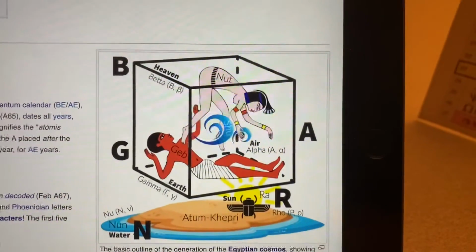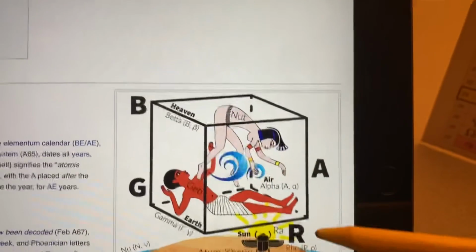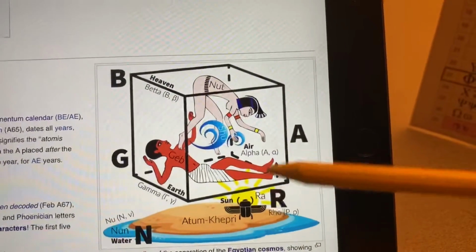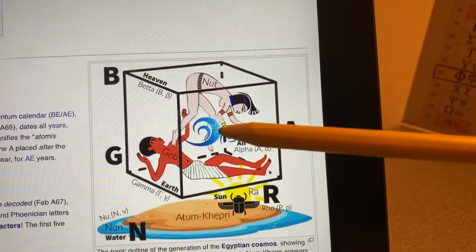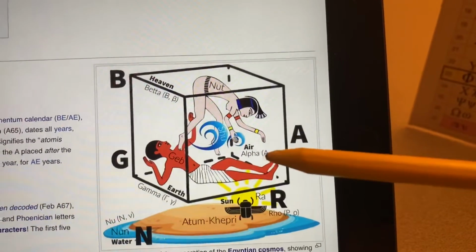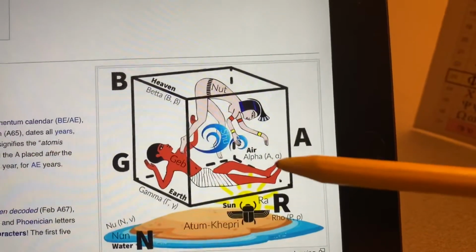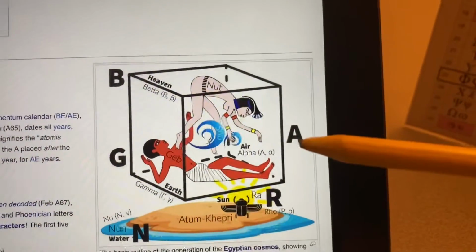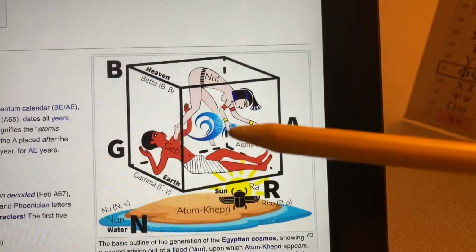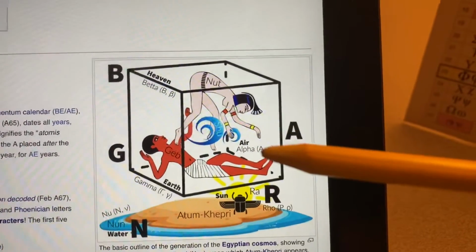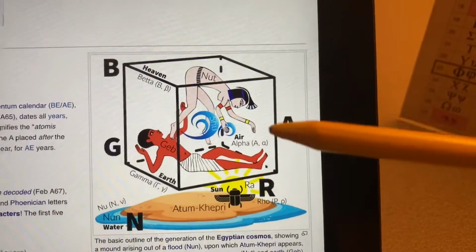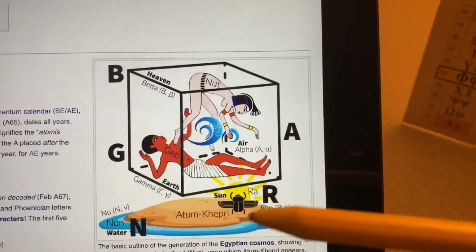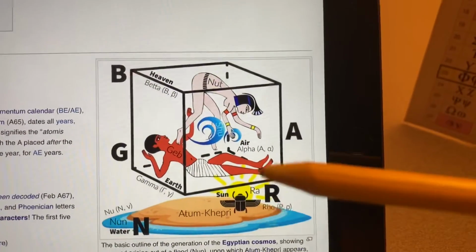And the first act of creation of Atum Kefri was to make the god Shu, or air. That is why Alpha, or A, is the first letter of the alphabet. Shu, in turn, has a wife called Tefnut, which is moisture, which is not shown in the diagram, the second goddess made by Atum Kefri.